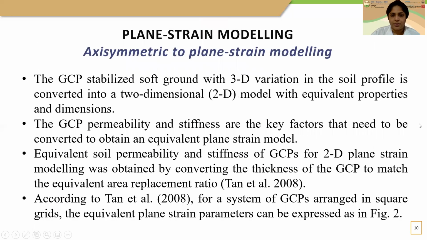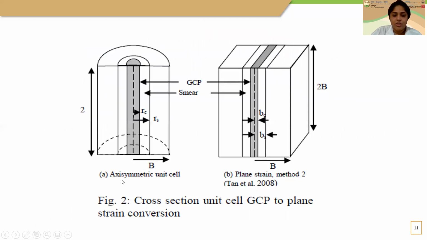converted into equivalent walls. When discussing axisymmetric to plane strain modeling, the 3D ground variation with GCPs is first converted into a 2D model with equivalent properties. For this, we have used the method proposed by Tan et al. 2008. According to it, for a system of GCPs arranged in a square grid, the equivalent plane strain parameters can be expressed as in this figure. You can see the axisymmetric unit cell is converted to plane strain by using this method.